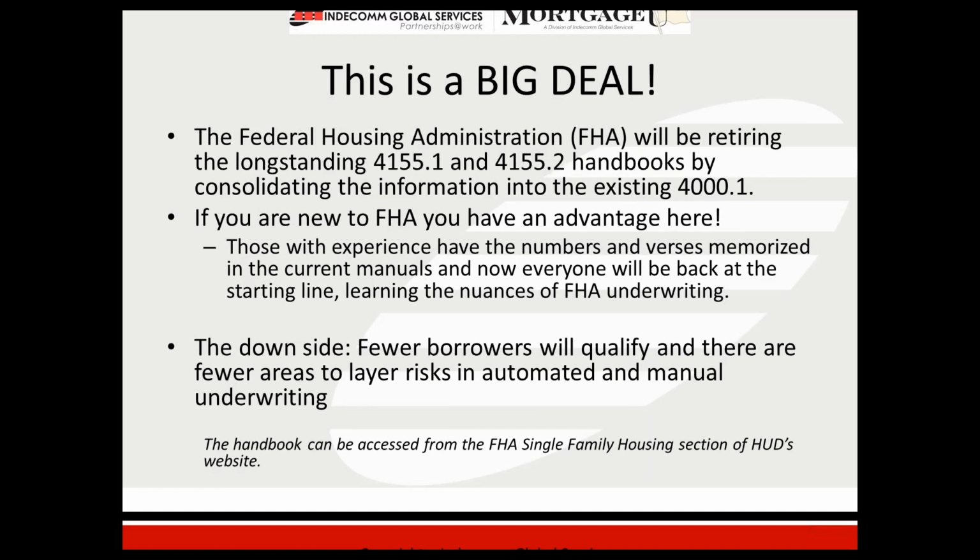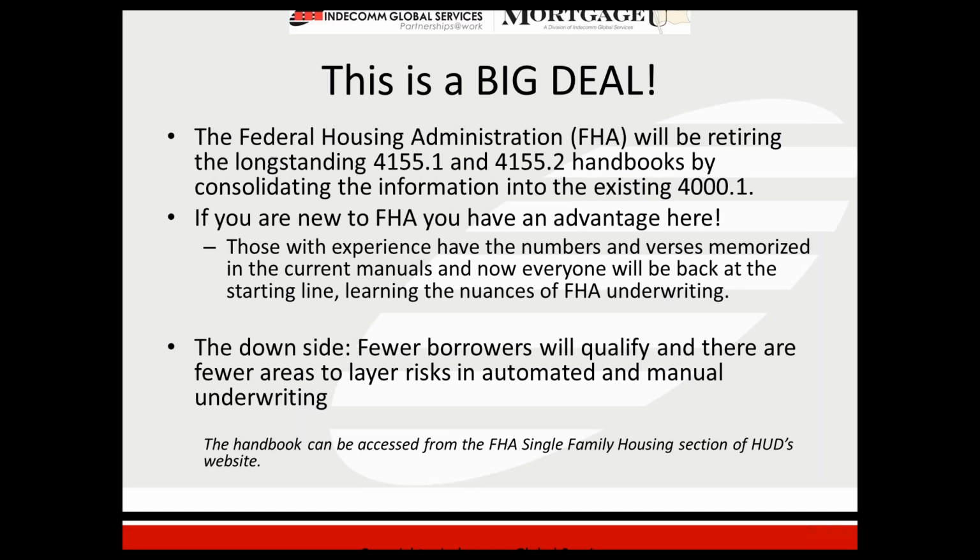This really is a big deal, this change to the new 4000.1 handbook. As I mentioned before, FHA will be retiring the long-standing 4155.1 and 4155.2 handbooks and consolidating information into the new handbook. This also includes mortgagee letters. So if you're new to FHA, you have an advantage here. For those of us that have been working with FHA loans for a long period of time, it's very easy to quickly go to the 4155.1 handbook and find what you're looking for.